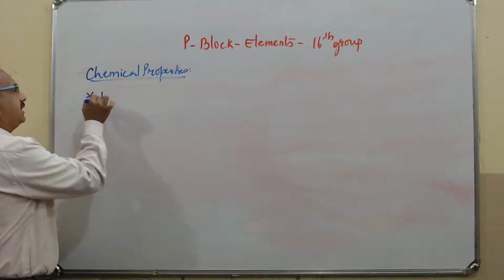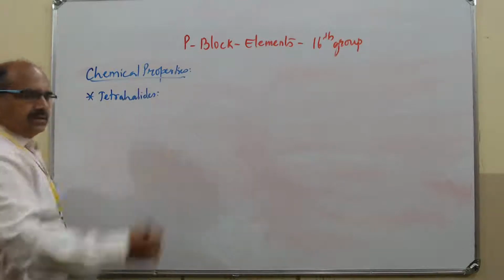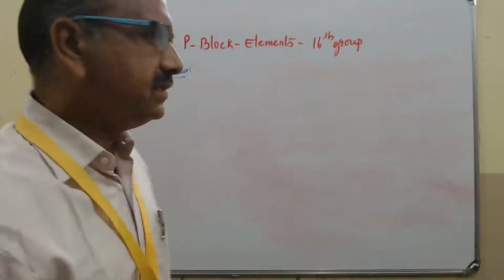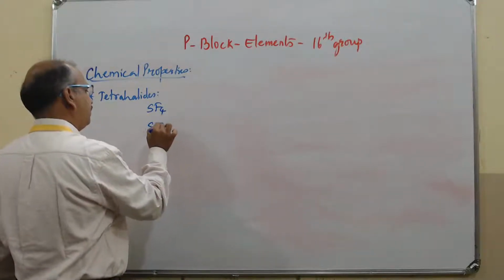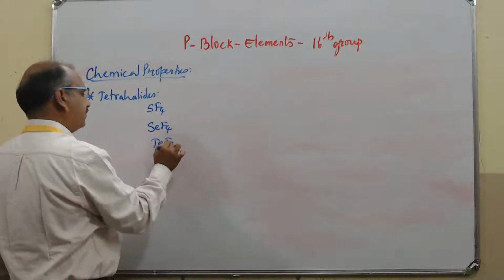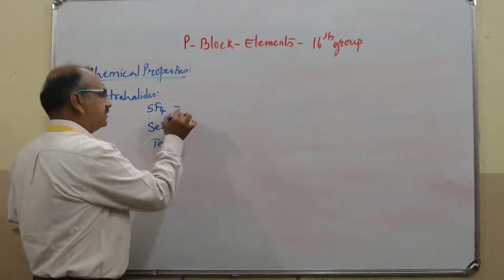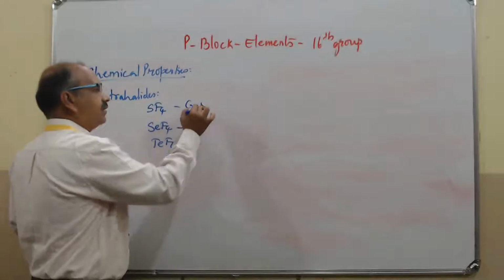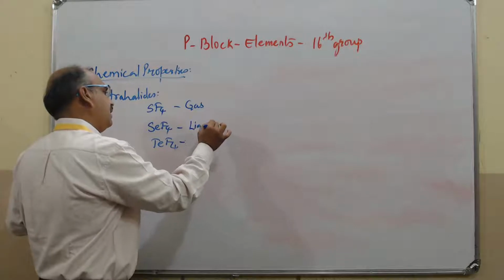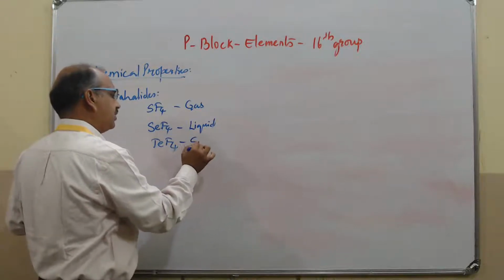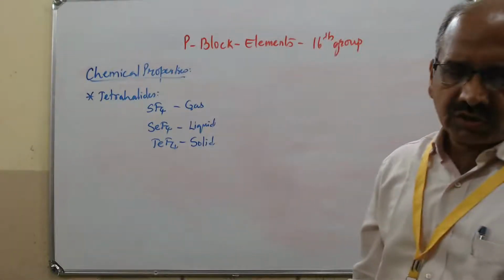Next, tetrahalides: SF4, SeF4, TeF4. These three tetrahalides can be formed, and as usual, as the atomic size increases, the van der Waals force will increase. So SF4 will be a gas, SeF4 a liquid, and down the group, tellurium fluoride is a solid. It is a little metallic in nature, so there the van der Waals forces are going to be strong.